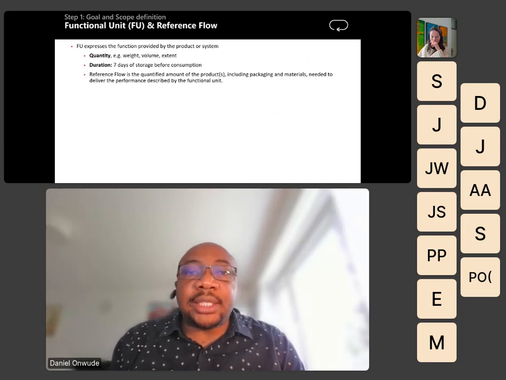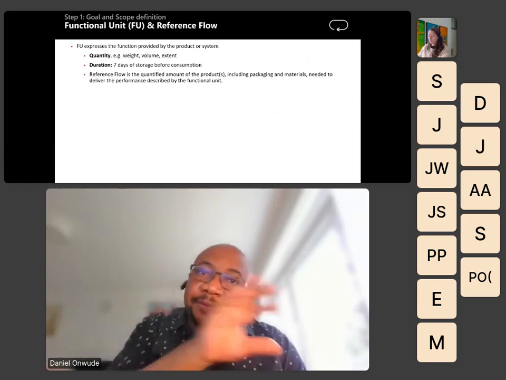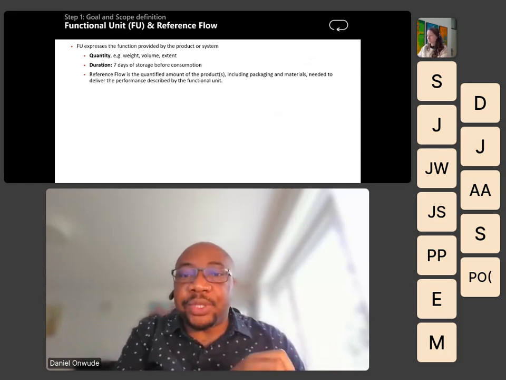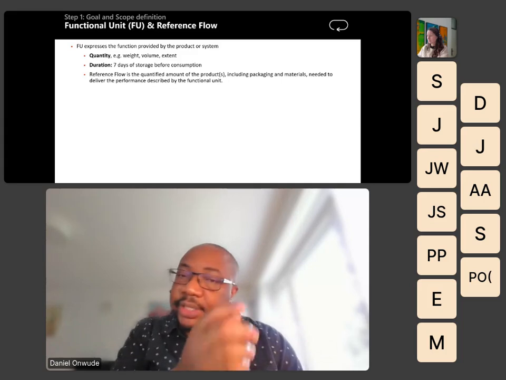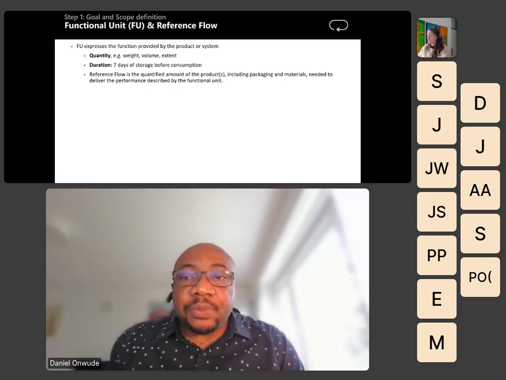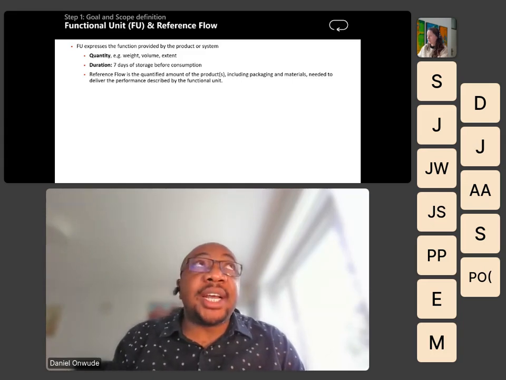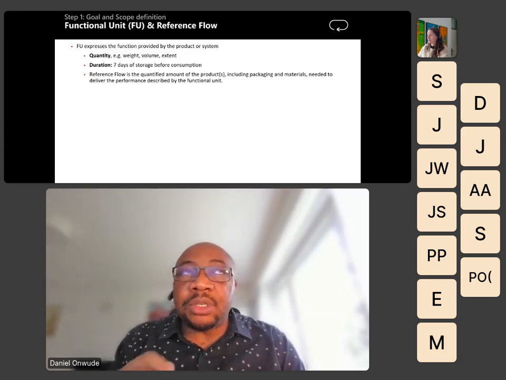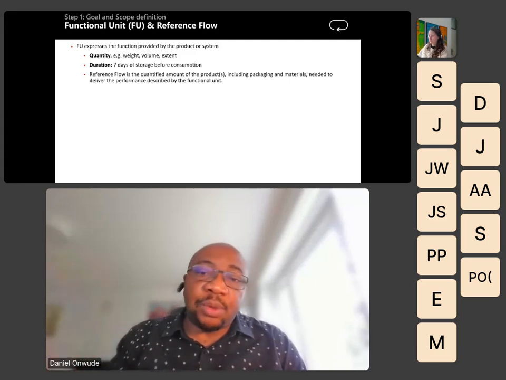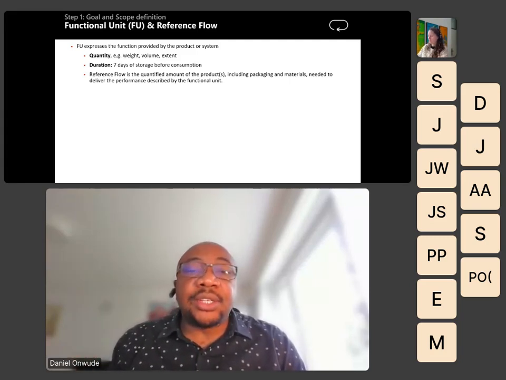Okay, now let's look at, still on the first step, which is the goal and scope definition. Let's look at a key concept, which is the functional unit. Because as I said earlier, this is very important for you to define clearly. So functional unit and reference flow together define how fairly we compare products, systems, or processes in an LCA.